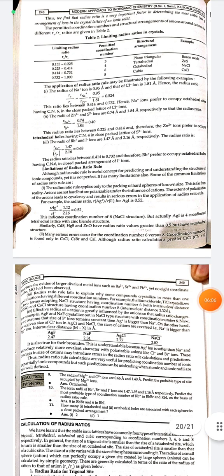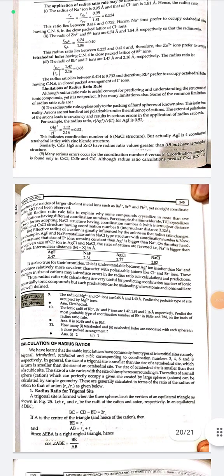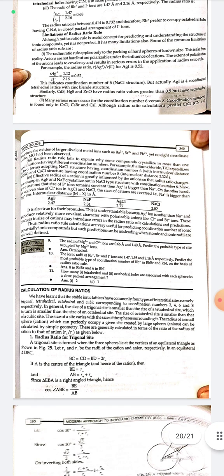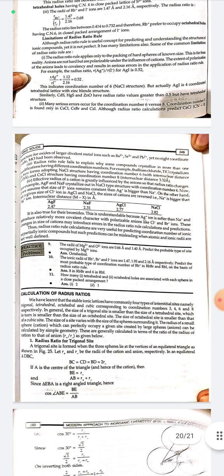Many serious errors occur with coordination number 6 versus 8. Coordination number 8 is found only in cesium chloride, cesium bromide, and cesium iodide, although the radius ratio calculation predicts coordination number 8 for others too. In the structure of oxides of large divalent metals such as Ba plus 2, Sr plus 2, Pb plus 2, yet no 8-coordination oxide MO has been observed.